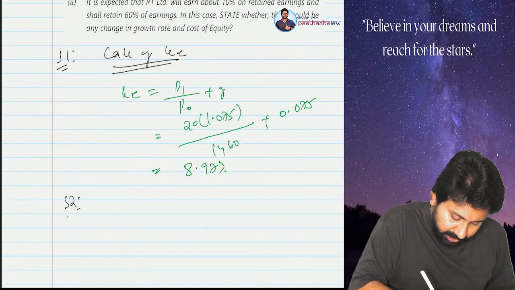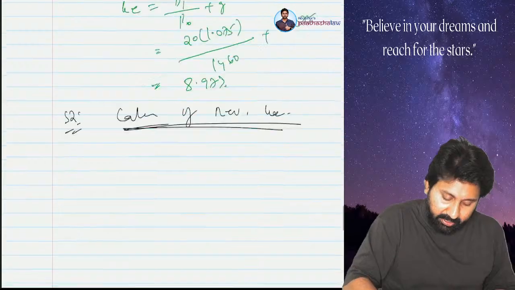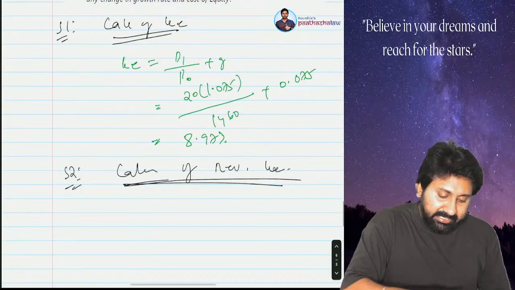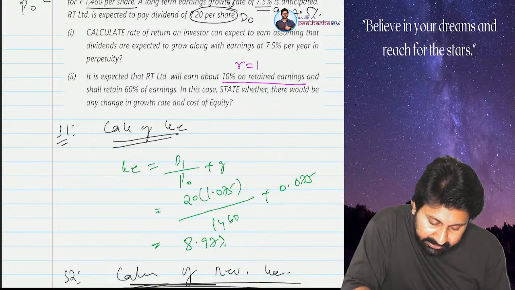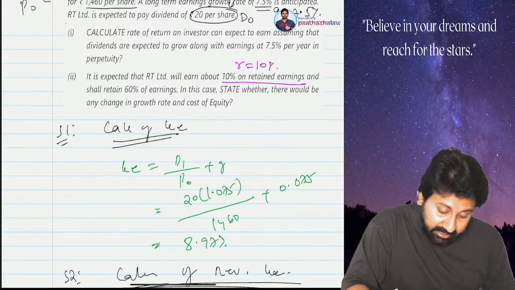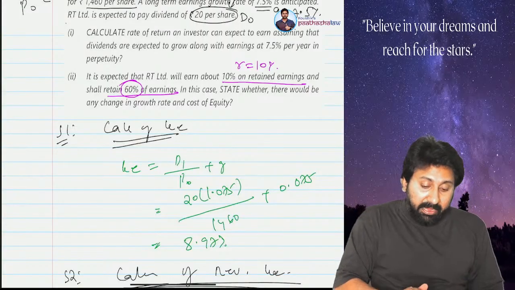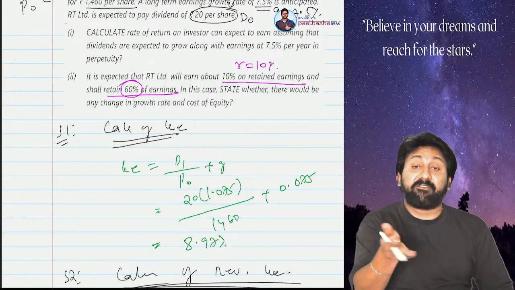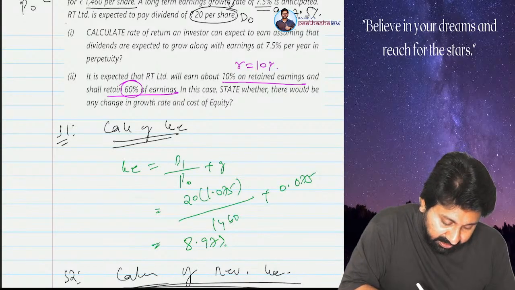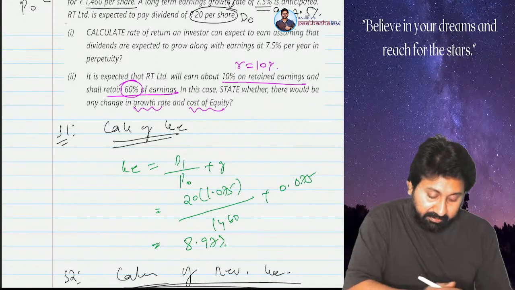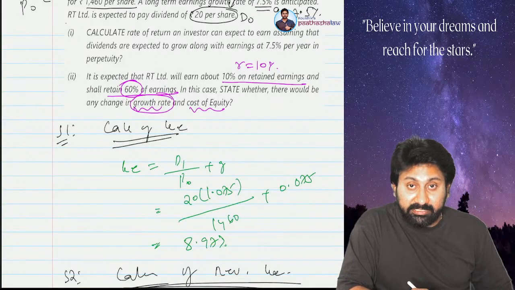Next, step 2, calculation of revised KE. What they said in the second question: RT Limited, R is 10%. They didn't say that R is changing. Retention will be 60%. Previously, retention was different, but we don't know how much. They ask us to state whether there will be a change in growth rate and cost of equity.